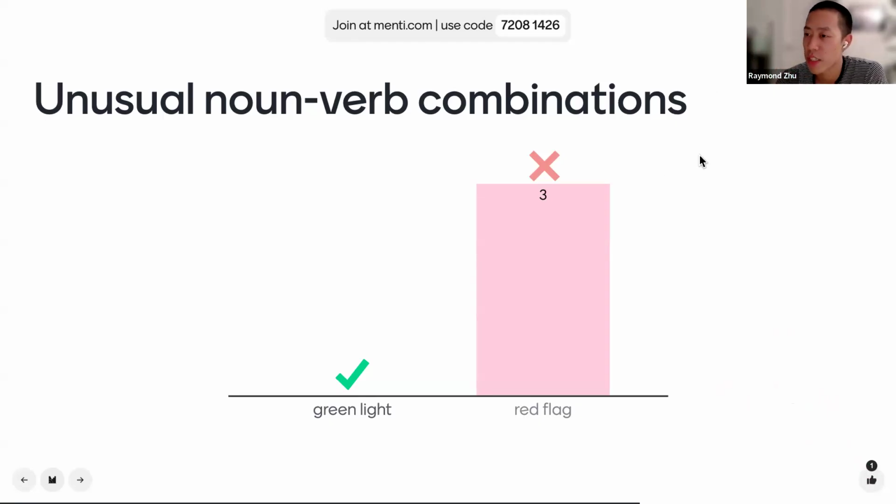Instead of that, when I read your homework, I get a lot of he went, he ran, typical noun verb combinations.